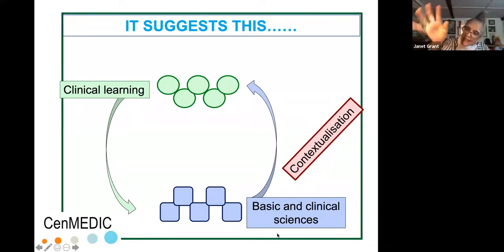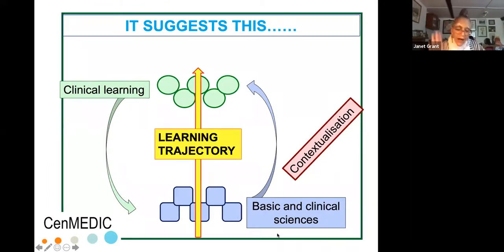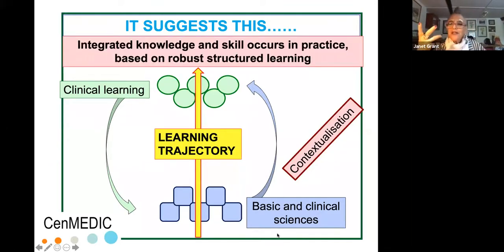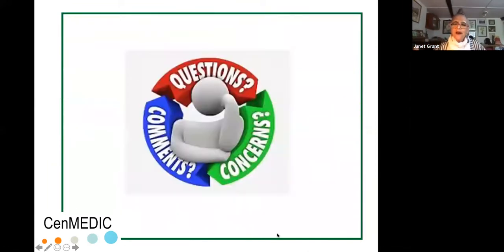You've got a scientific contextualization of clinical learning. You've got a clinical contextualization of basic science. And that's your learning trajectory. And that is what educational psychology suggests. Integrated knowledge and skill occurs in practice based on robust structured learning. You cannot teach integrated knowledge. You have to teach the knowledge.